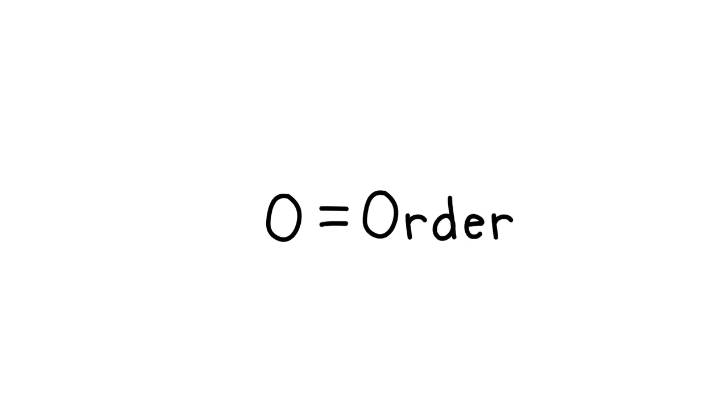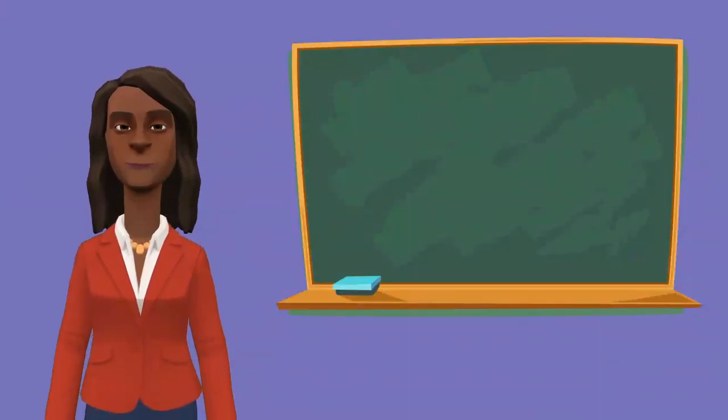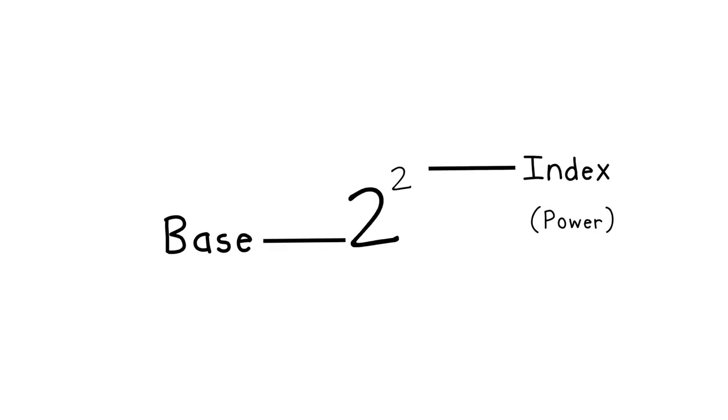The O in BODMAS, which stands for order, means the power of a number. The power of a number is the same thing as the index of that number. For example, 2 raised to the power of 2 can also be represented as 2 index 2. It is written like this.